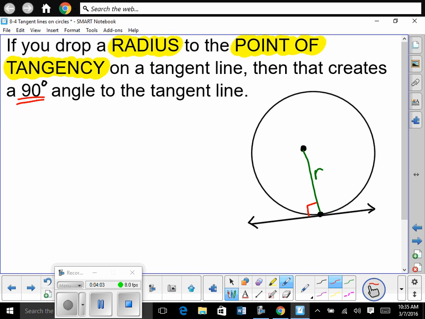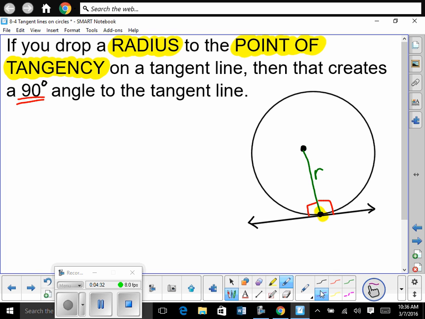Yeah? To the point of tangency. Does everybody see the point of tangency? If you drop a radius to the point of tangency on the tangent line, it's going to create a 90-degree angle at the point of tangency. Okay? So if this is 90 degrees on this side, will this also be 90 degrees? Okay. So that's the big thing. If you drop a radius to the point of tangency on a tangent line, it will create a 90-degree angle.